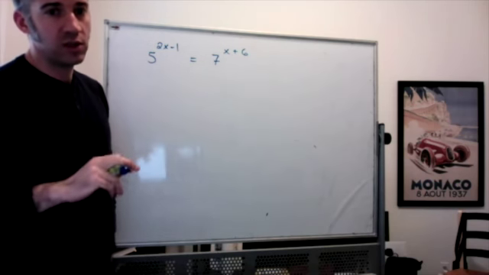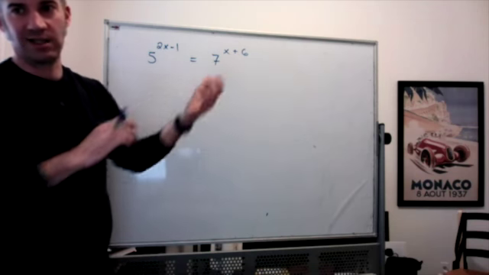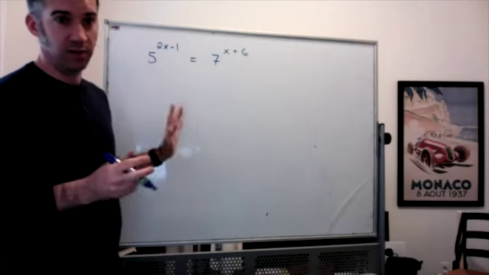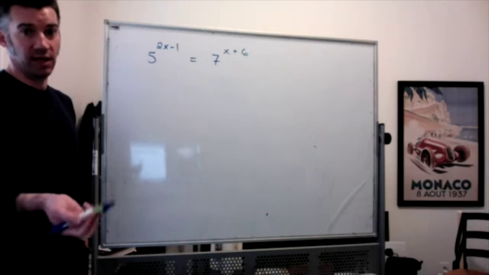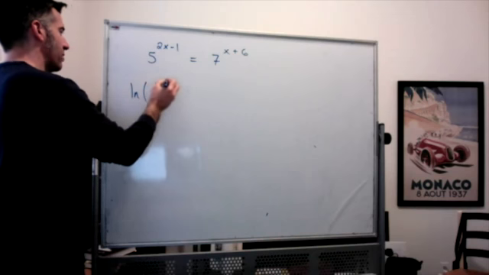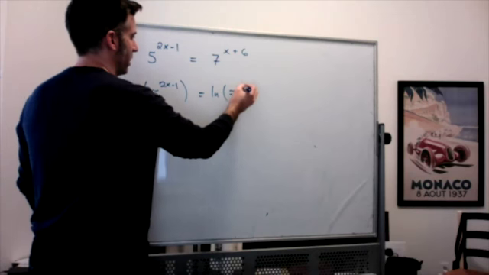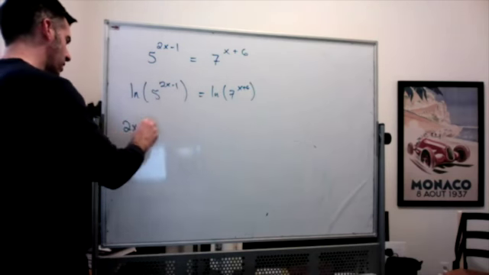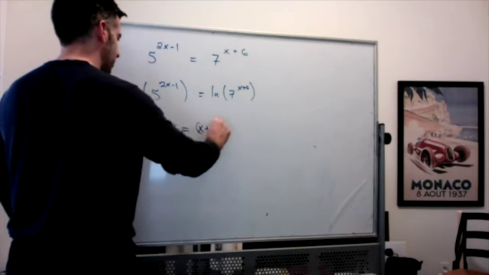You certainly could use log base 5 or log base 7, but that's fairly unstandard. That's not the usual way of doing it. Not that you couldn't, and I'll probably show you that as well. But I would typically use natural log if I didn't have a 10, or even if I did have. So I'm going to have the natural log of 5 to the 2x minus 1 equal to the natural log of 7 to the x plus 6. We're going to bring down the powers: 2x minus 1 times the natural log of 5 equal to x plus 6 times the natural log of 7.